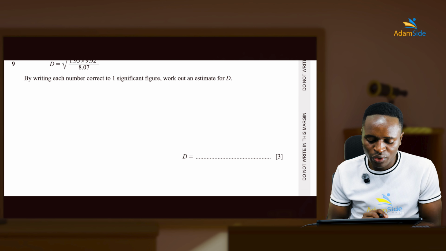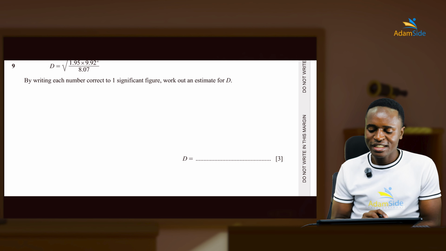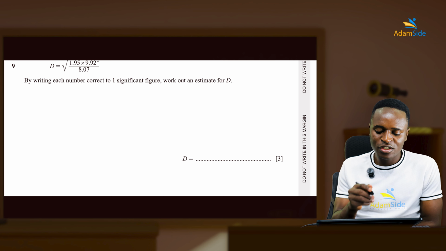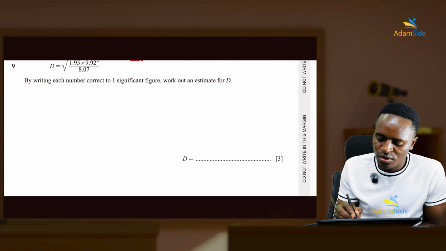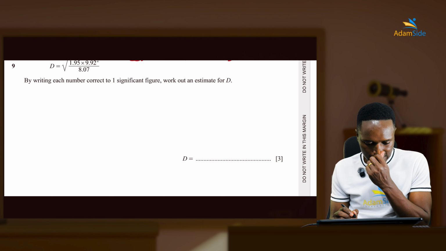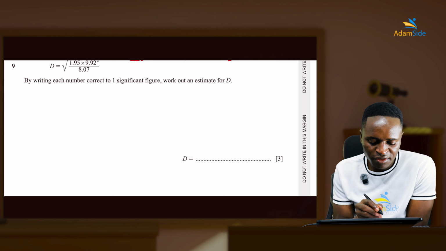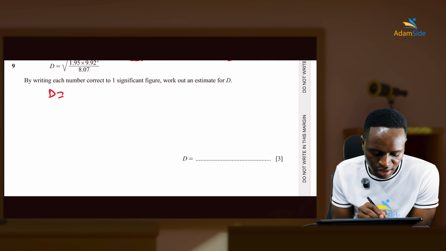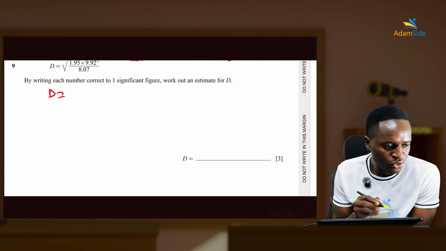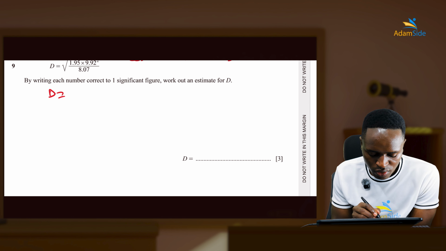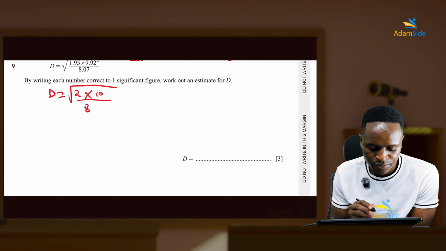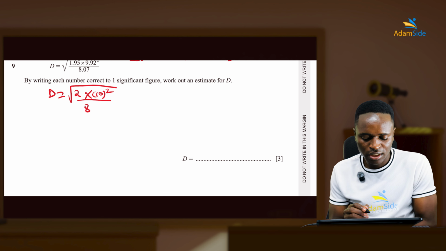By writing each number correctly to one significant figure, work out an estimate for D. So this one is estimation. This is in the unit of numbers. We need to understand that. By writing each number correct to one significant figure, so the number on top here, D, the formula, if you want to write as one significant figure, what do we do? On top will be 2 times 10. Remember, we have square root over 8. Remember, this is 10 squared.